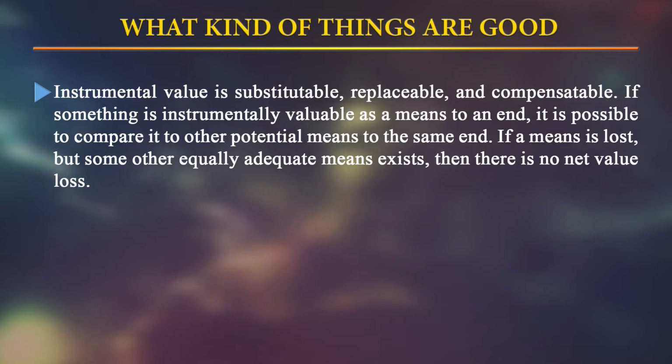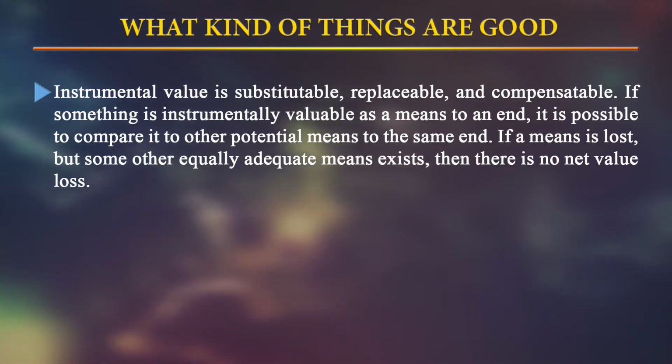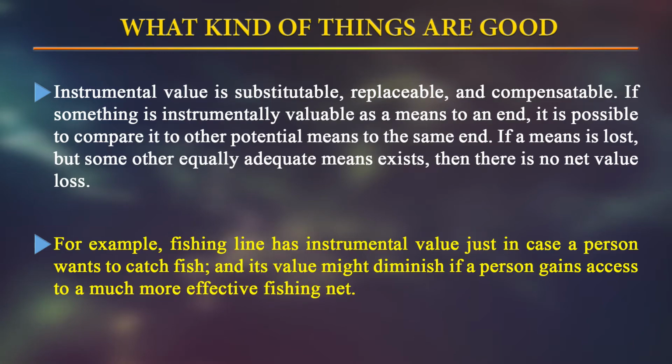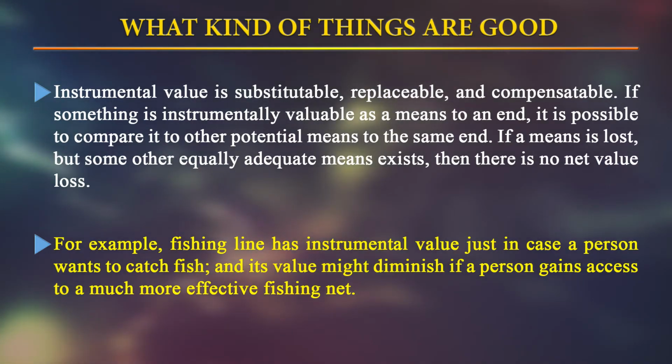Instrumental value is substitutable, replaceable and compensatable. If something is instrumentally valuable as a means to an end, it is possible to compare it to other potential means to the same end. If a means is lost but some other equally adequate means exists, then there is no loss in the net value. For example, a fishing line has instrumental value just in case a person wants to catch fish, and its value might diminish if the person has access to some more effective fish catching method or an effective fishing net. Then the instrumental value of the fishing line may go down. So the instrumental value depends on what kind of intrinsic value it can generate.